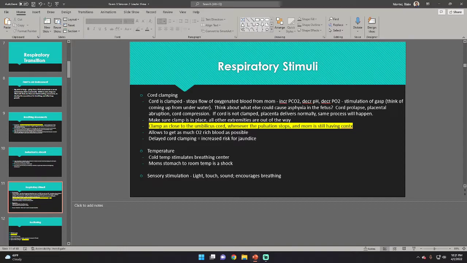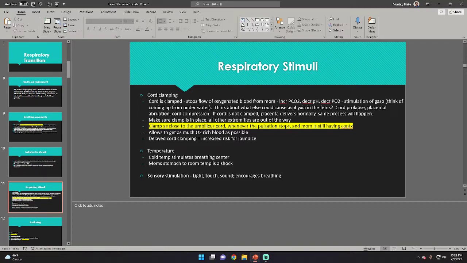Think about what else could be causing asphyxia of the fetus. Maybe they have a cord prolapse. Maybe they have any placenta issues, placental abruption, cord compression. If the cord is not clamped, placenta will deliver normally. Same process will happen. We have to make sure the clamp is in place and all the extremities are out of the way. Clamp it as close to the umbilical cord whenever the pulsation stops and mom is still having contractions. This allows to get as much oxygen-rich blood as possible, and a delayed cord clamp would increase the risk of jaundice when it comes to the breakdown of the blood.